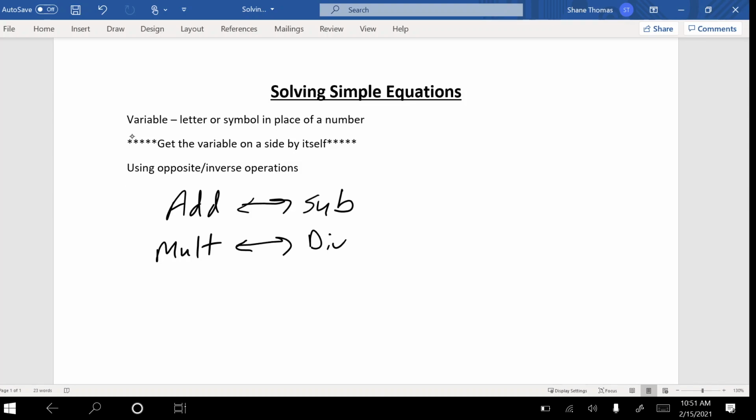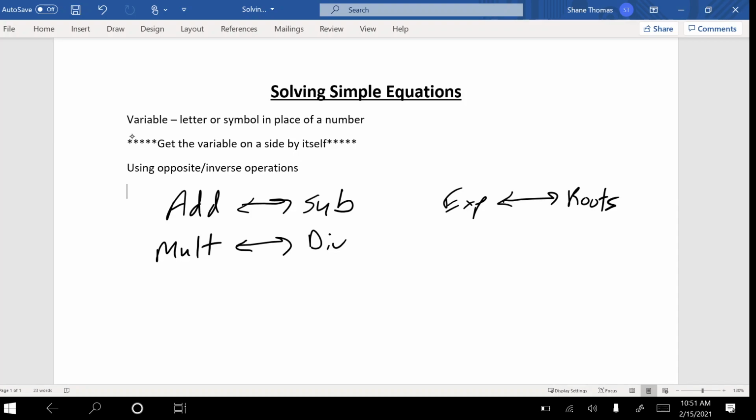Okay? Now down the road a little bit, I'm going to throw it in here too. If I have exponents, what's the opposite of exponents? Roots. Yep. Square root is opposite of square, but just a root in general is opposite of exponents. Okay? And yeah, that's probably about it so far. All right? So these are just one-step equations.